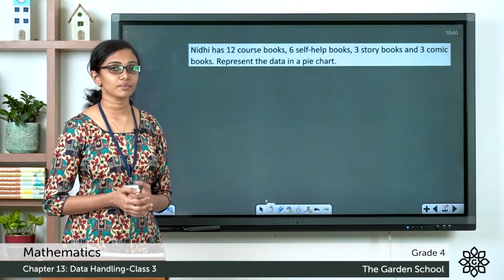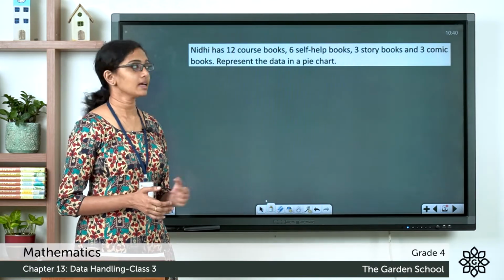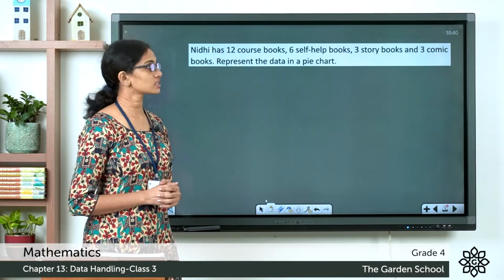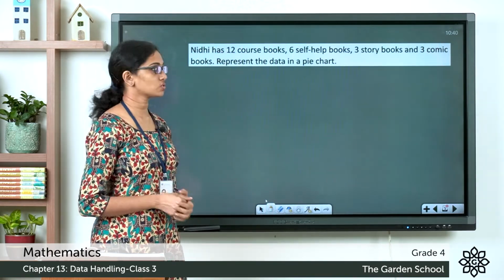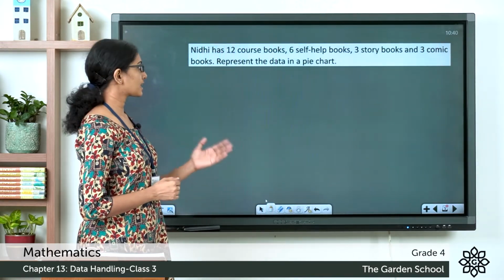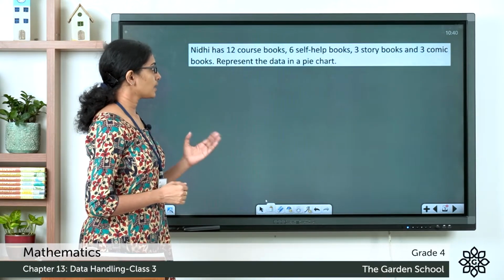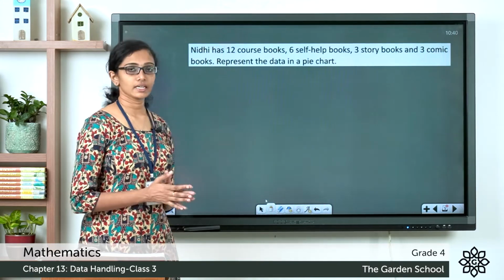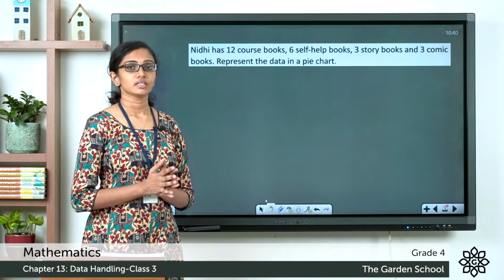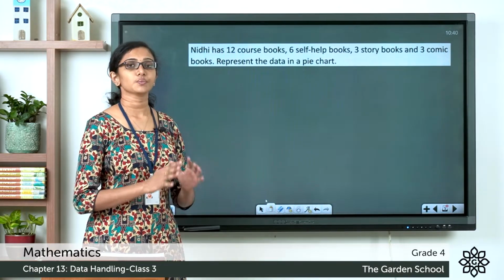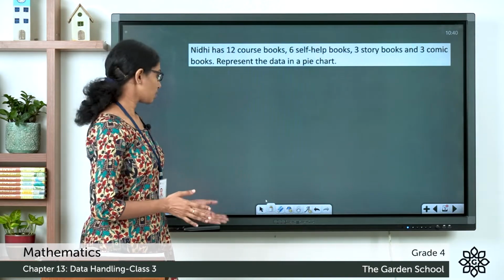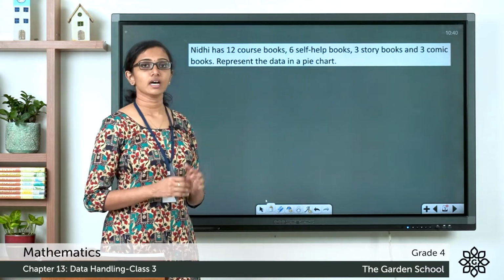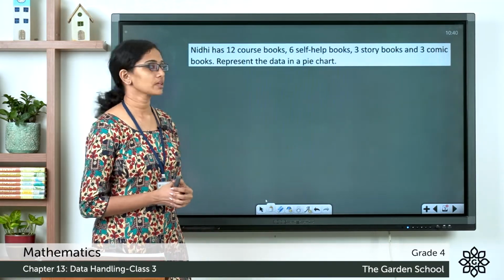So this is an example from your textbook, example number 1. Let me read the question to you. Nidhi has 12 course books, 6 self-help books, 3 story books and 3 comic books. Represent the data in a pie chart. So like we said earlier, in a pie chart, the data is represented as parts of a whole. So here, let's see how we can represent the data given here as parts of a whole circle.